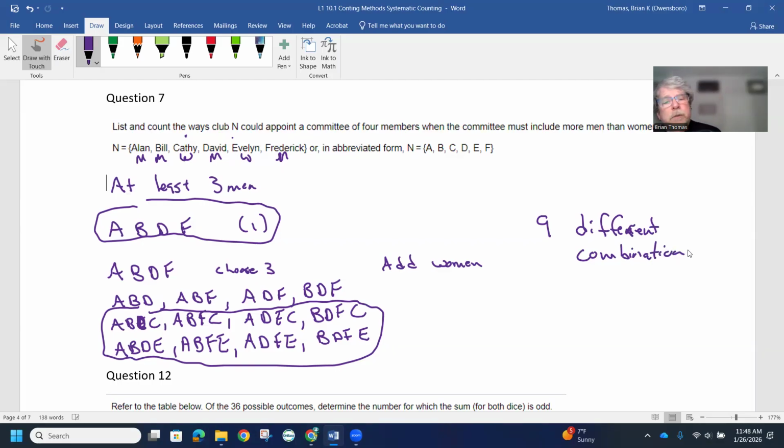So this listing gets to be challenging, so we're really trying to start looking for some patterns if we can. What we're kind of picking up on is order really doesn't matter here as long as I have three men and a woman in the group, and that's our different combinations of that.